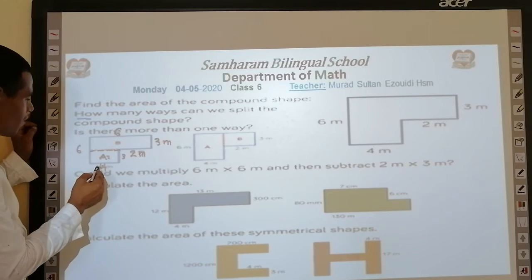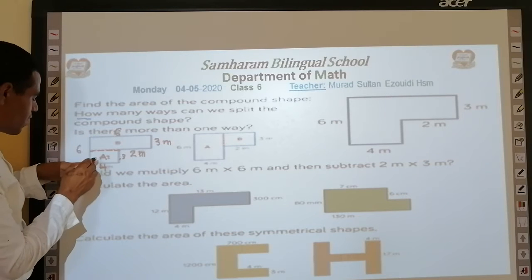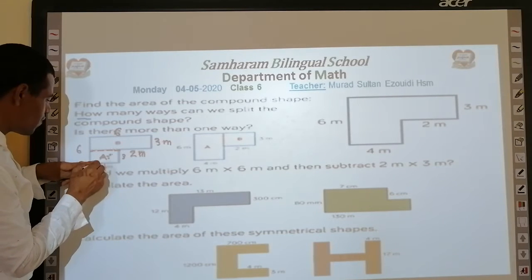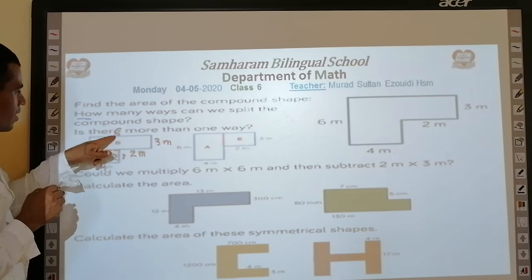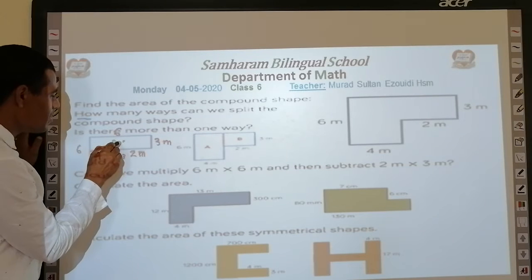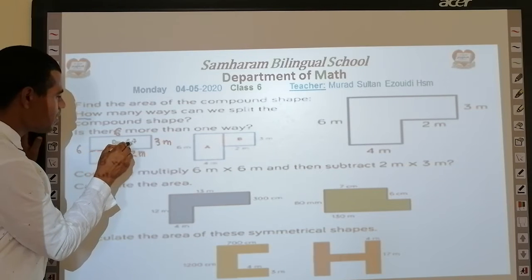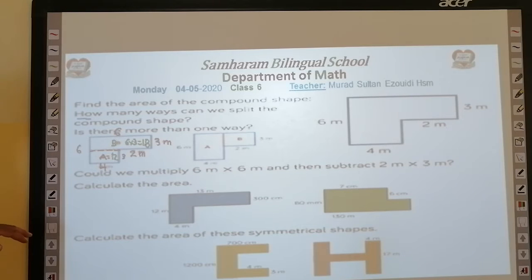So, I will make 4 multiplied by 3, which is 12. This one is 12. Then this one, 6 multiplied by 3, this is B. Area of B is 6 by 3 gives 18. The unit is meter square.